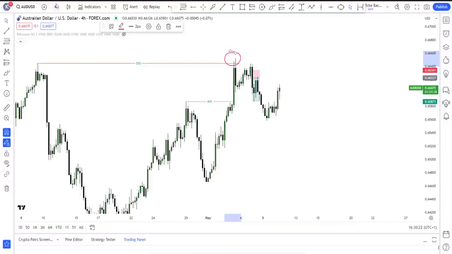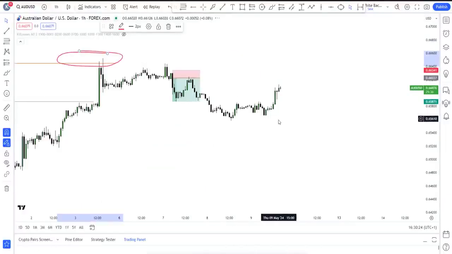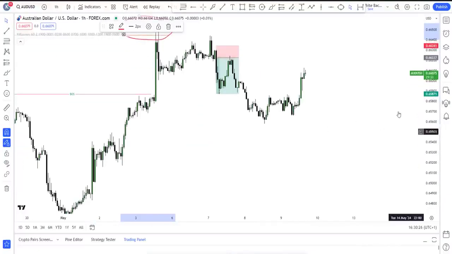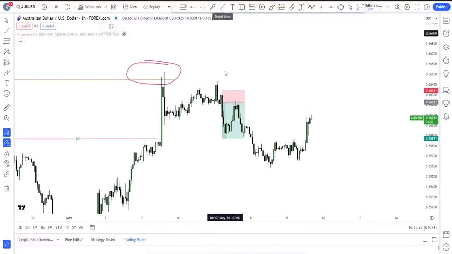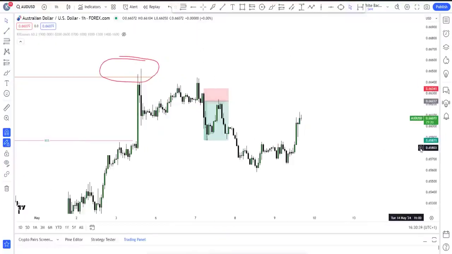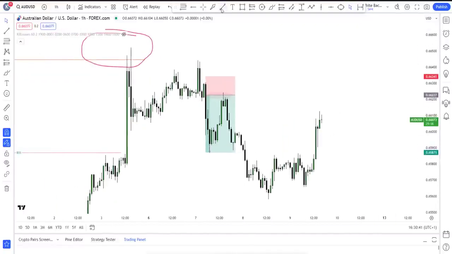Now, when I went to the 1-hour time frame, I saw a better picture of what was happening. I looked at it from this perspective, and then I saw a shifted market structure right here. A shifted market structure right at this point. Let me adjust it correctly so you can see it. So this shifted market structure came in very handy at this point.